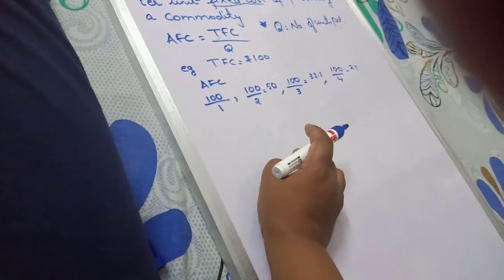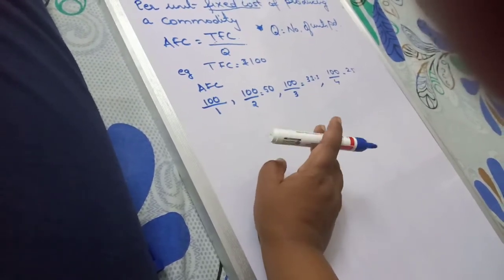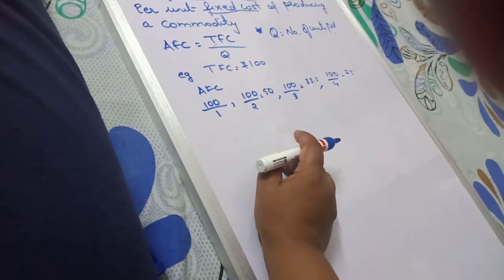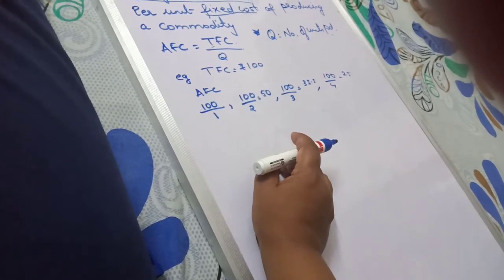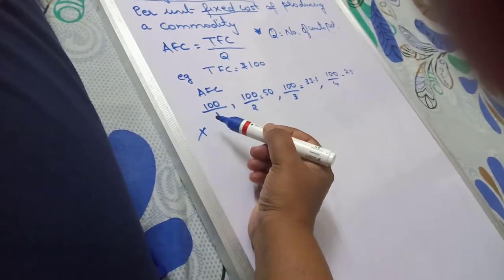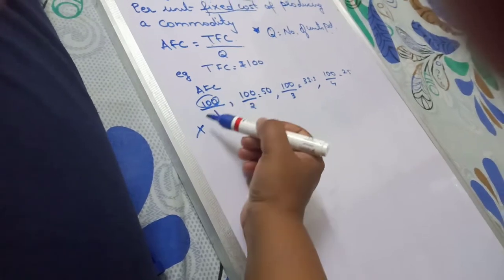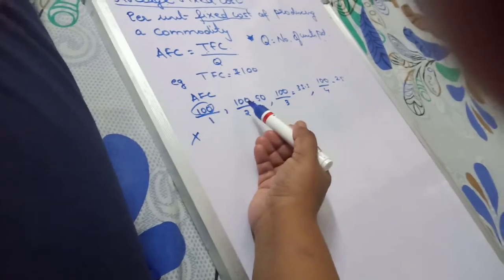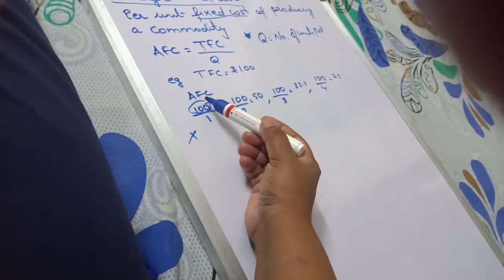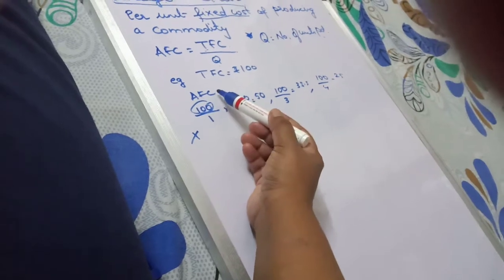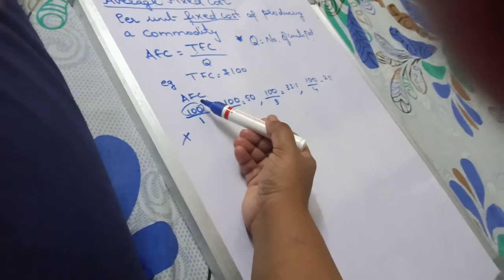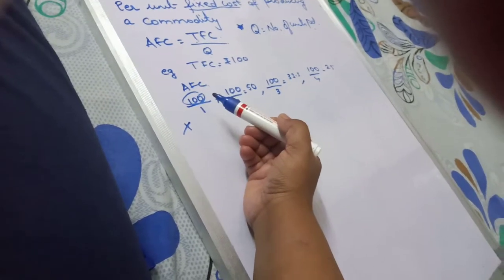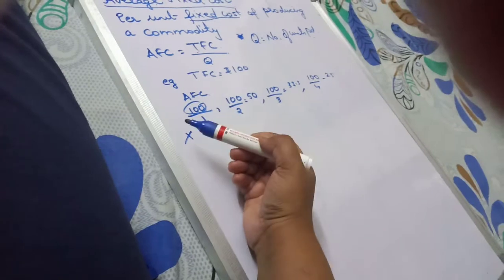But do you think that this AFC will ever become zero? No. Why? Because TFC will never become zero, and there is some TFC every time. And that is constant. So which means that unless the numerator becomes zero, the resultant value cannot be zero. So the AFC can reach very near to zero, but it can never be equal to zero, because you have some value in the numerator.